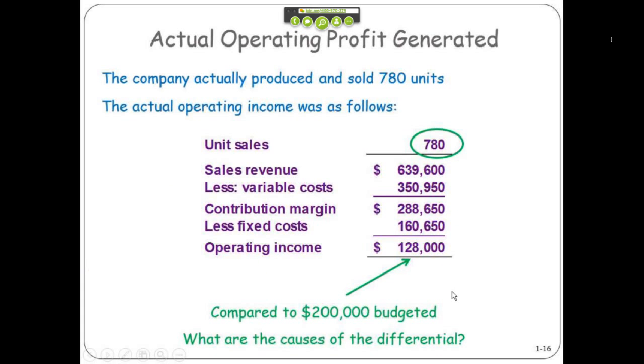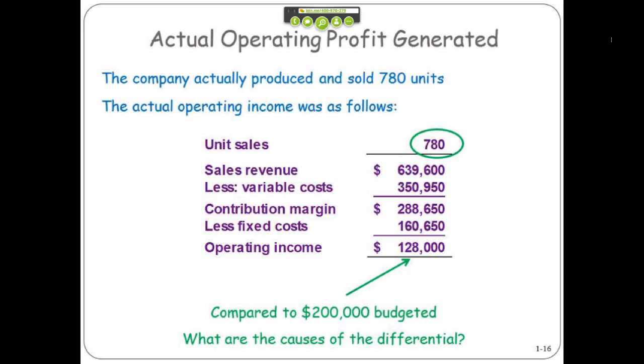Oops. They only sold 780 units. And so here are their actual results for the period, for the month. They sold 780 units. They were able to bring in $639,600. Their actual variable costs were $350,950. So you see their contribution margin. Their actual fixed costs for the period were $160,650.